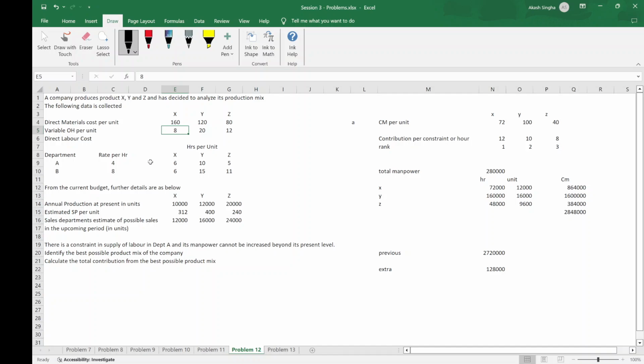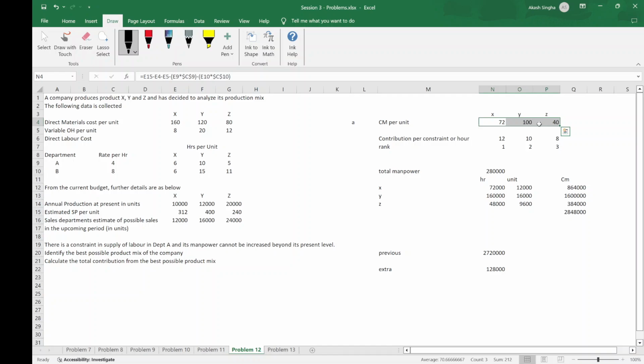And 4 into 6 is how much it takes for the X variable, and 8 into 6 for the B department. So 168 plus 6 into 4, 24, plus 8 into 6, 48, equals 240. This is the total variable cost, so contribution margin will be 312 minus 240, 72. In the same manner you will calculate contribution margin per unit for all three.